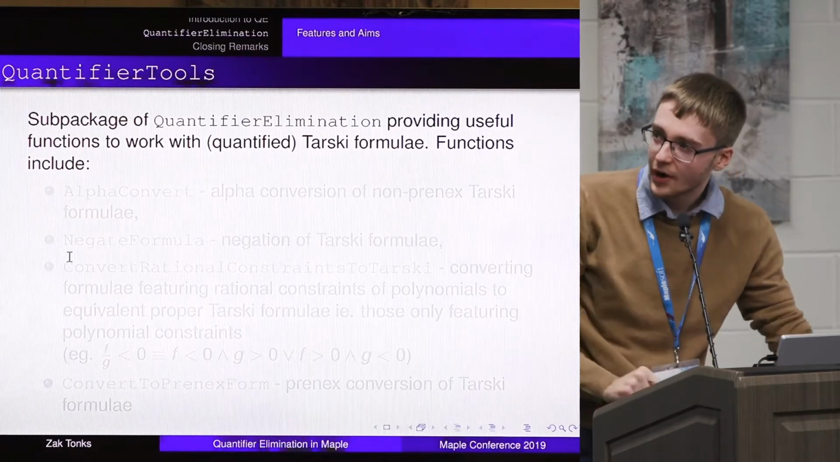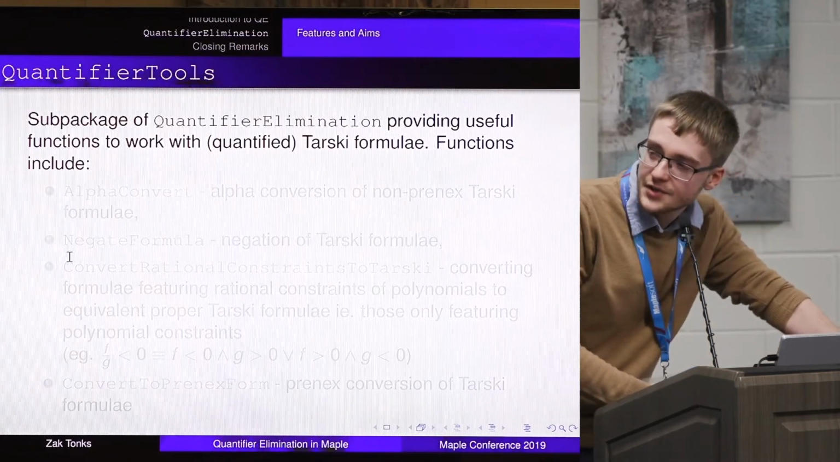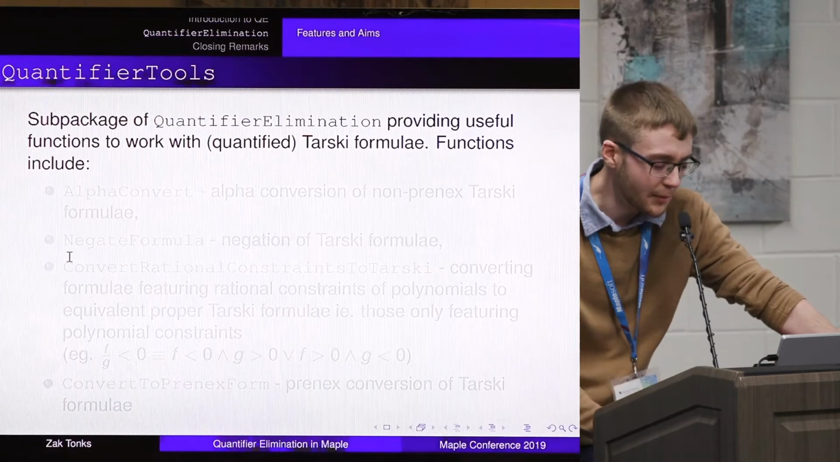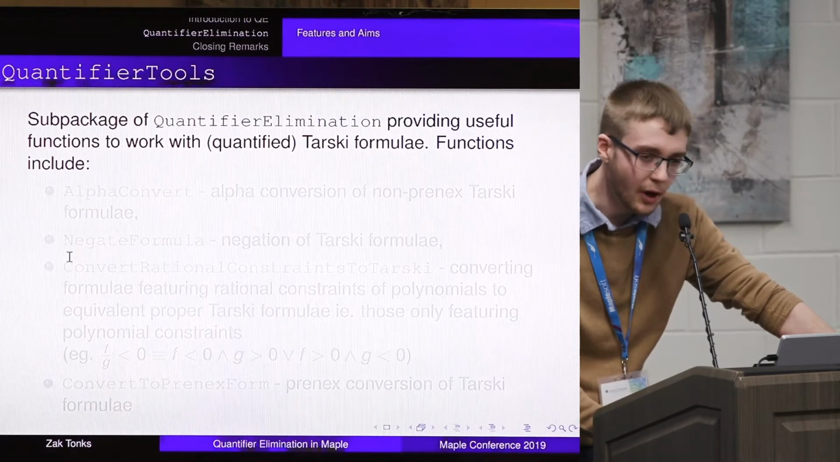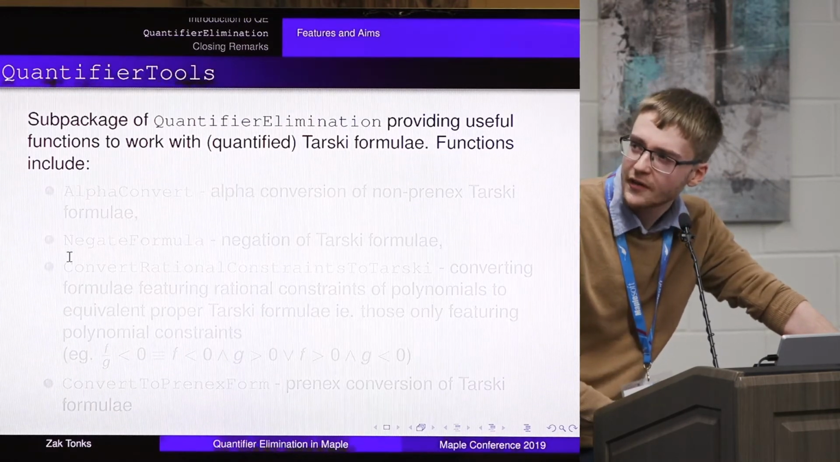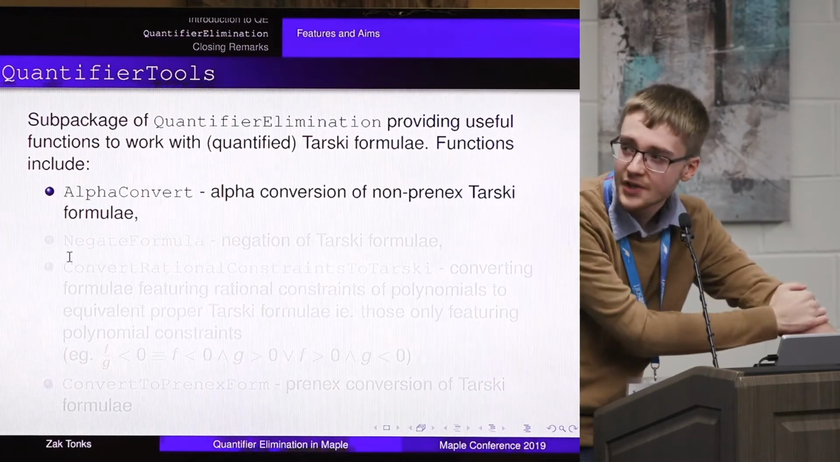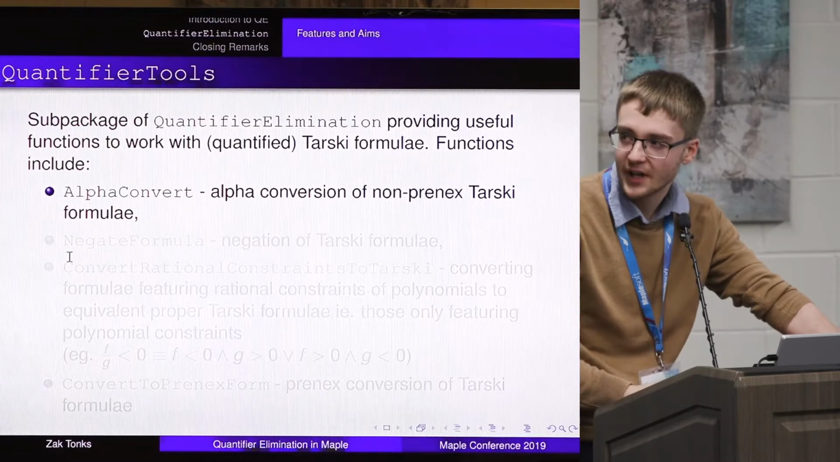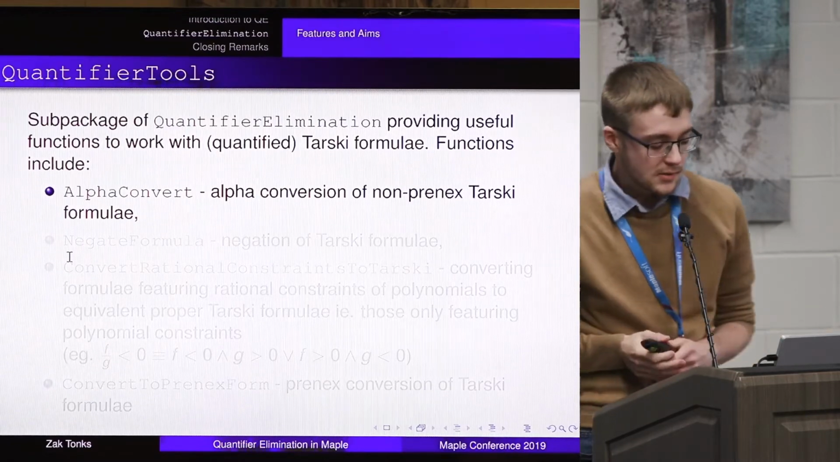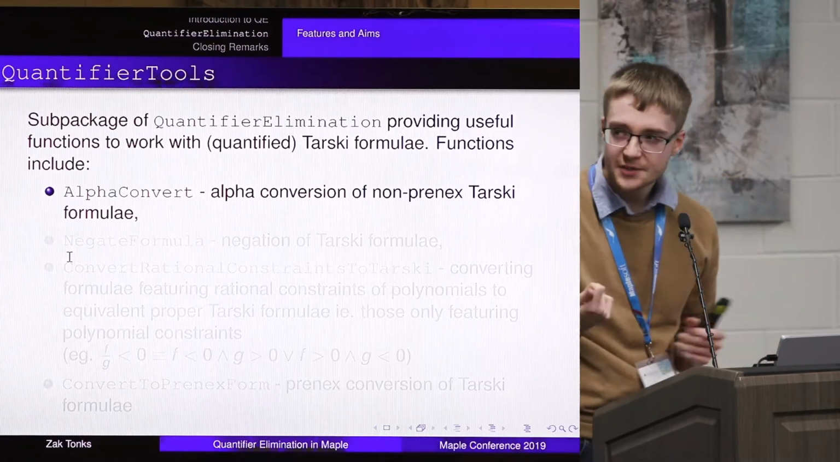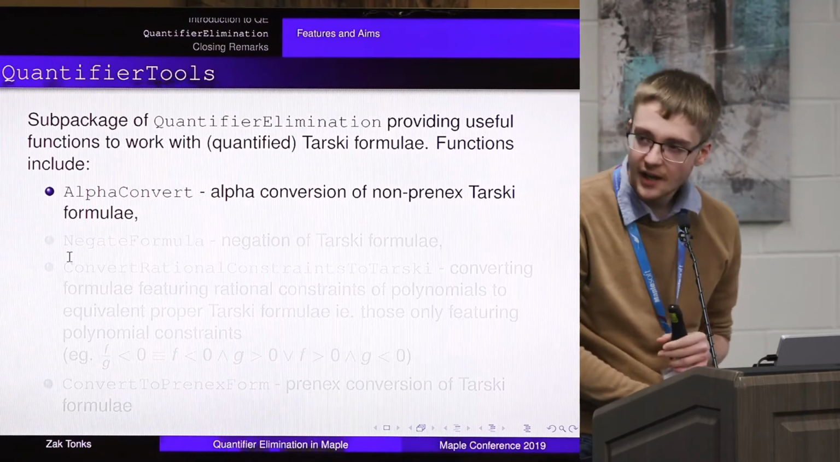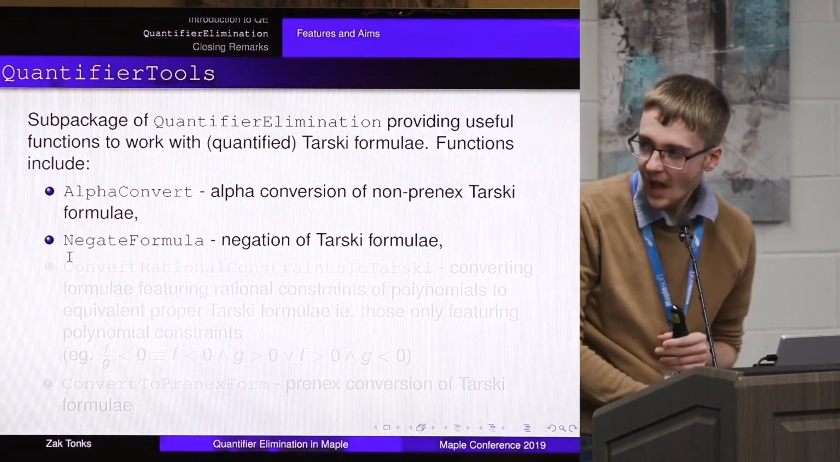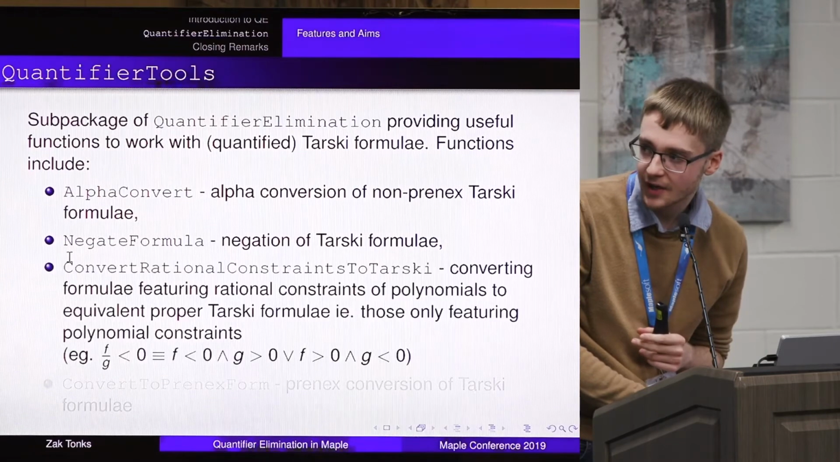There's a sub-package called QuantifierTools. So these Tarski formulae are probably something that most people are not privy to, so QuantifierTools gives you some things to work with those. It will do alpha conversion on non-prenex formulae, which basically removes ambiguities between variables in quantified formulae. Negate formula is fairly self-explanatory.